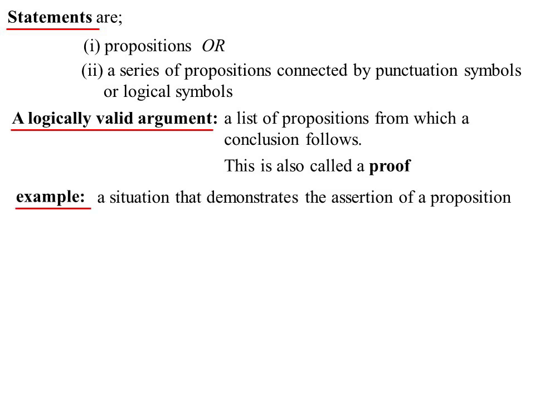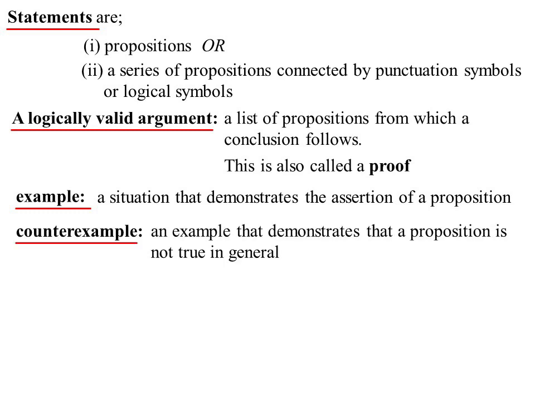Example. Now this is not an example of the logically valid argument. This is a definition of example. So example is simply a situation that demonstrates the proposition. So an example of it happening. More interesting is counterexamples. And counterexamples are great because they demonstrate that a proposition is not always true. So they're great because if you want to disprove something, all you've got to do is find one counterexample. Find a counterexample, bang, that proof's no good. So we often use counterexamples to invalidate an argument or a proof.